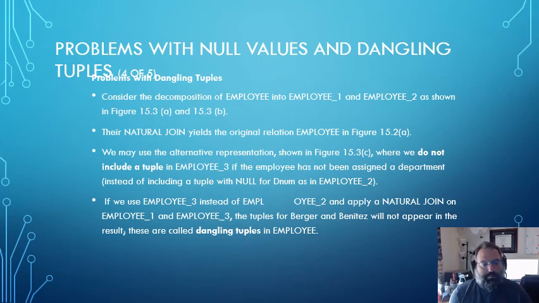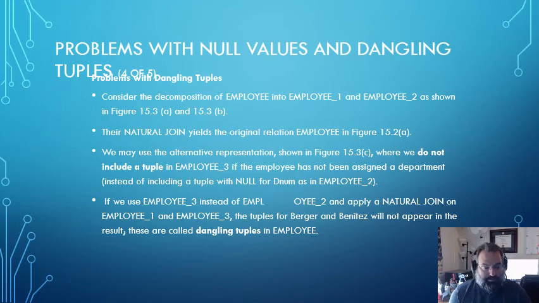Continuing the discussion of problems with dangling tuples, consider the decomposition of employee into employee 1 and employee 2 as shown in figure 15.3a and b. Their natural join yields the original relation employee in figure 15.2a.